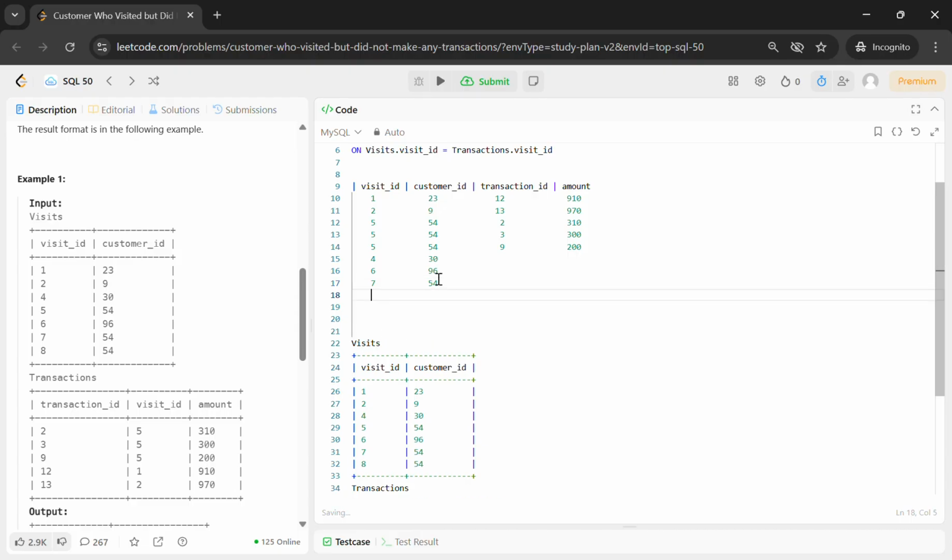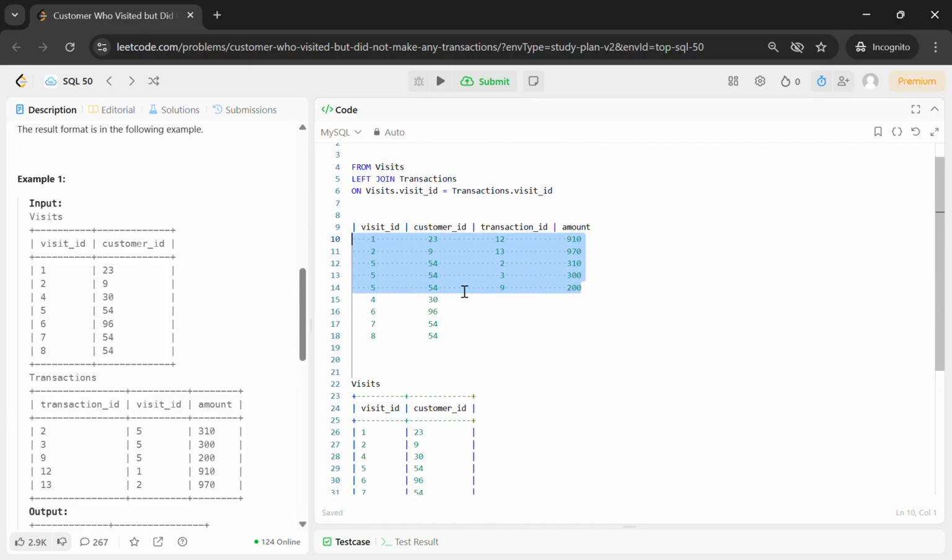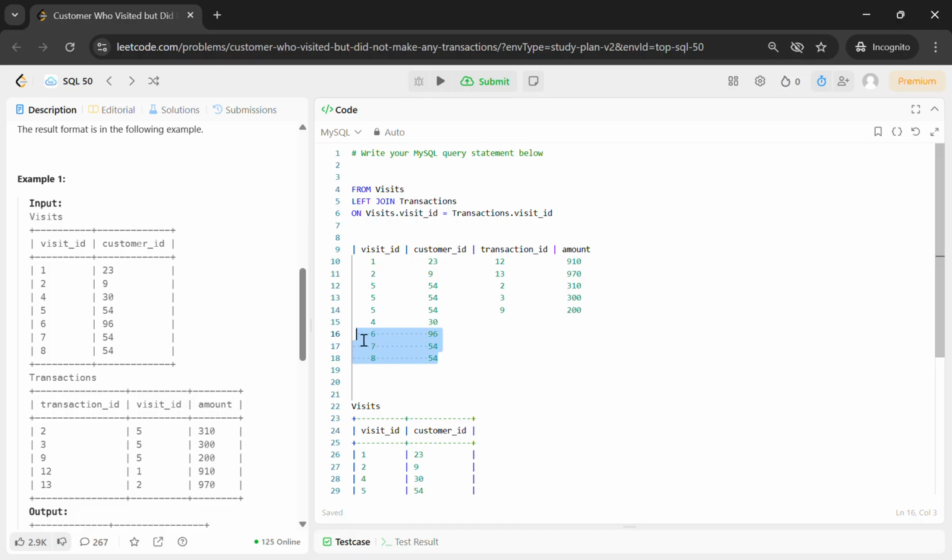And one more is 8. 8 for 8 also 54. Now for these we were getting a value, right? Now we put left join, so I get these also, but I don't have values for this one, right? For visit ID 4 there is no transaction ID, no amount. For visit ID 6 there is no transaction ID, nothing. So I will start getting null here. By default automatically a null will be there. Null, then I have a null here.